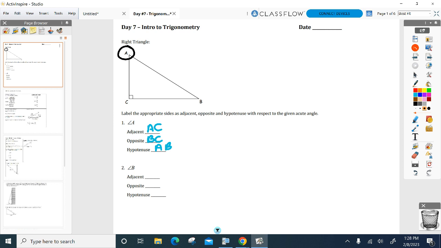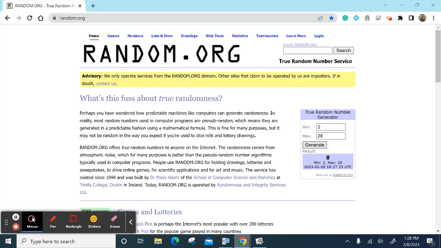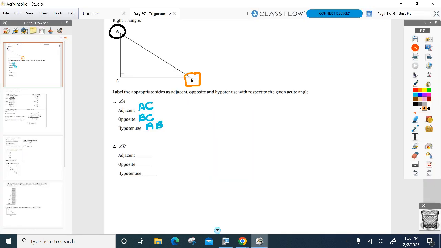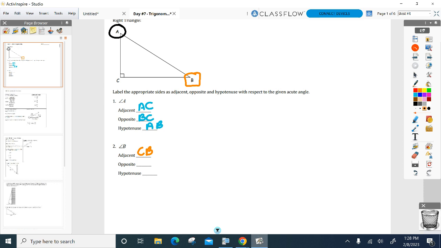All right, turn your attention now to another angle, angle B. And let's answer the same set of questions. Will I have the same answers? No, I won't. What is the side adjacent to angle B now? Now remember, adjacent, I'm looking for a leg. What's the leg adjacent to B now? CB. How about the side opposite B? AC. And guess what still stays the same? Hypotenuse still stays AB, again, no matter what angle we're looking at.